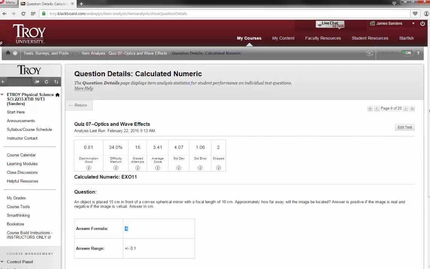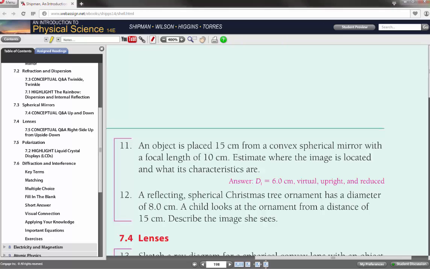This is straight out of your textbook. It's one of the homework questions that I explicitly assigned you from your textbook. Here is that question. An object is placed 15 centimeters from a convex spherical mirror with a focal length of 10 centimeters. Estimate where the image is located and what its characteristics are.